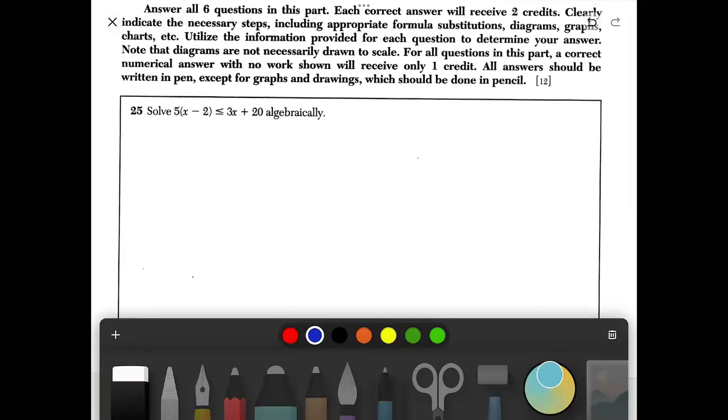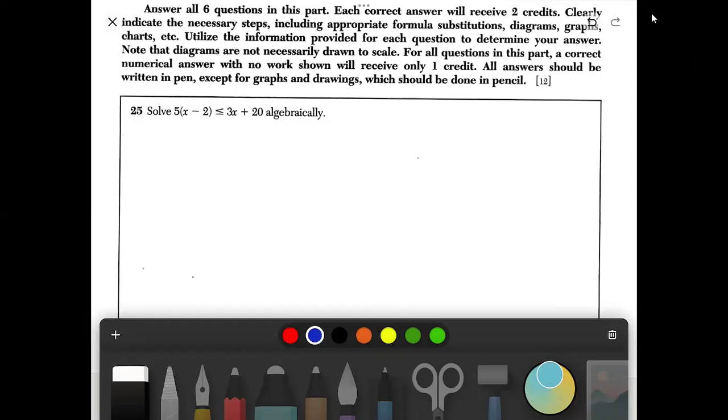I want to do question number 25 from the June 2024 Algebra 1 Regents exam. I'm going to do this two ways. I'm going to do it algebraically, but I'm also going to do it graphically. Now, if you just do this graphically using your calculator and you just write your answer, you get 1 point. If you show the algebra and get the right answer, you get 2 points. So I'm going to show you how to do it graphically, and then go from there.